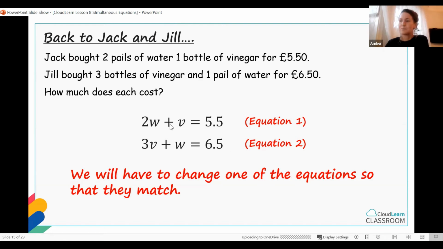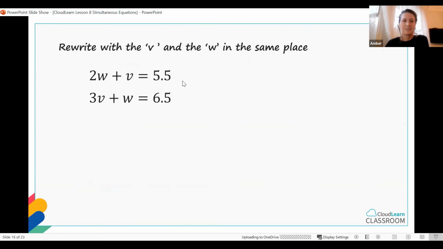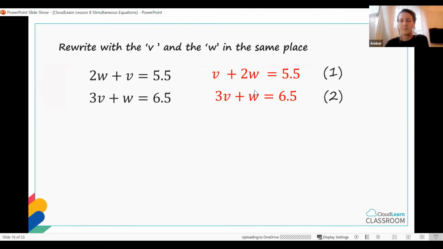So I'm going to go through this problem now, doing those steps. So here's our Jack and Jill problem. We've got 2w plus v is 5.5, and we've got 3v plus w is 6.5. The first thing I'm going to do is I'm going to rewrite them, because I don't like that the v's are diagonal and the w's are diagonal. I just don't like that, okay? It's just annoying. It will happen sometimes. We can just rewrite it. So I'm just swapping my v and my w around here. So we've now got v plus 2w and 3v plus w.